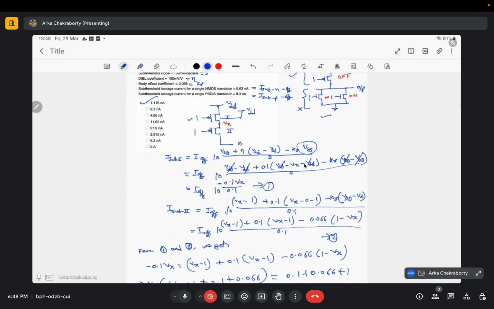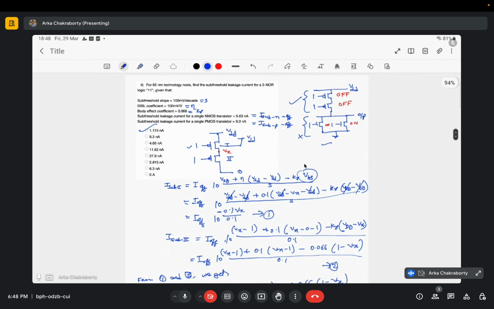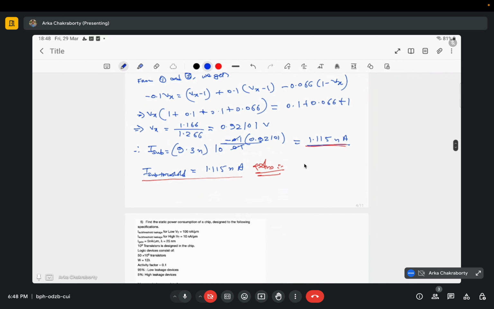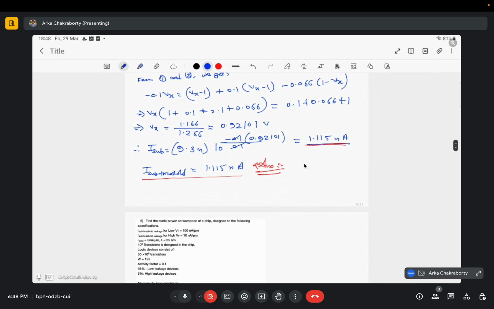Clear? So be it any stack, just find the node voltages, equate the currents of subthreshold, and you'll be able to solve for the unknown variable, the node voltages. Then you can simply find the subthreshold current. If gate leakage current is there, then you can find that one also.